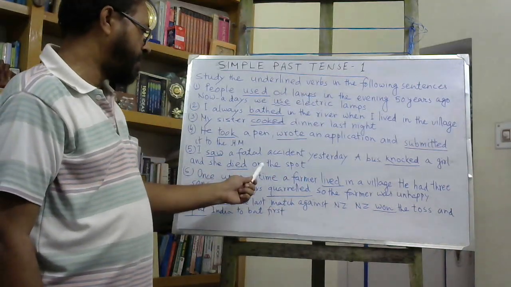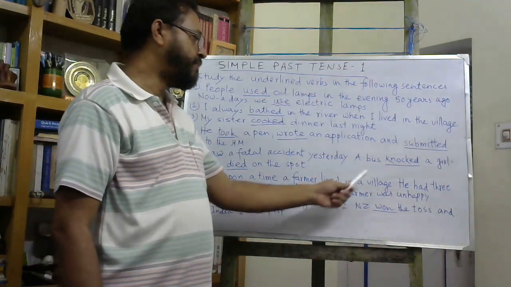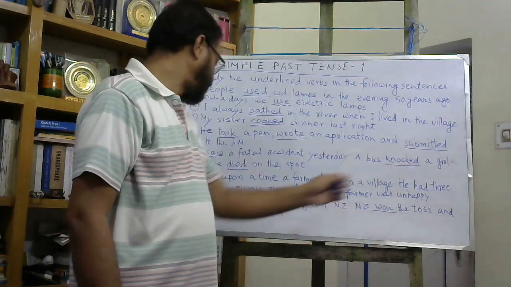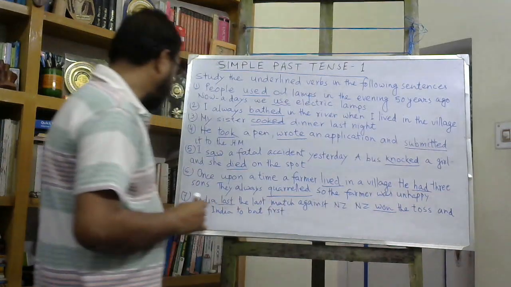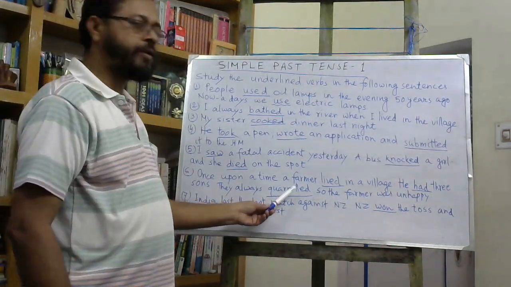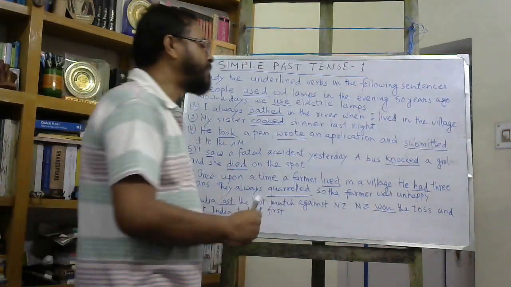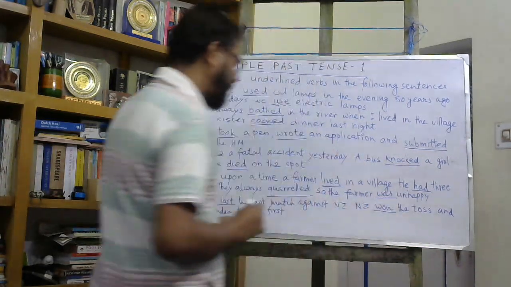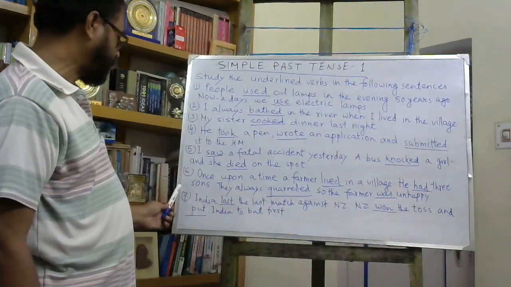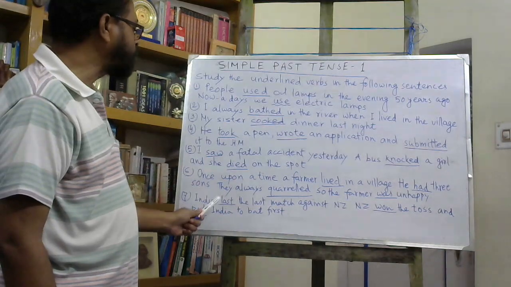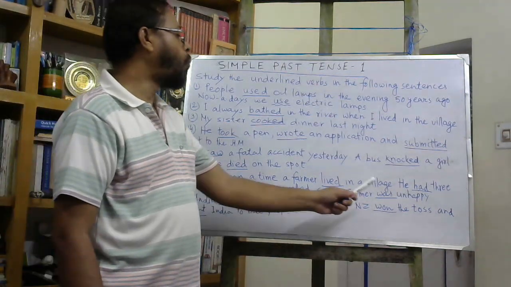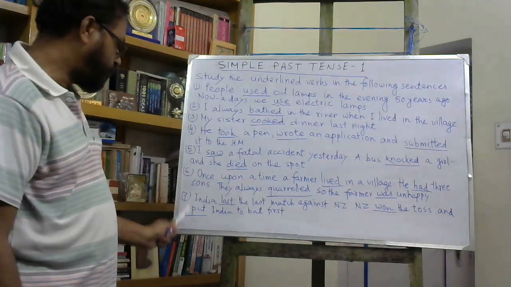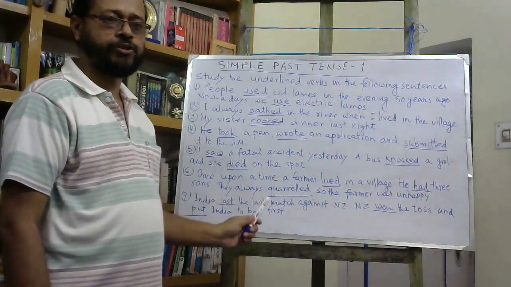Once upon a time, a farmer lived in a village. He had three sons. They always quarreled. So the farmer was unhappy. And the next one, India lost the last match against New Zealand. New Zealand won the toss and put India to bat first.